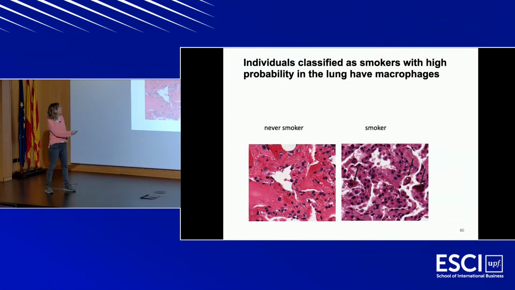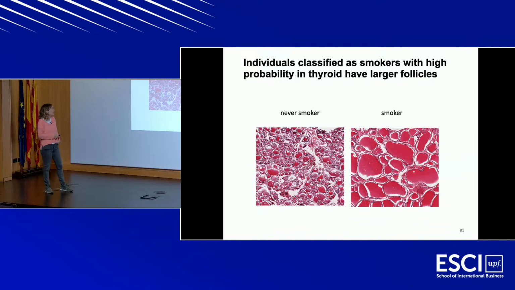And then, of course, we can take the extremes. This is for the lung, and what we can see in the lung visually is that the smoker has macrophages in the lung, and this is how the thyroid of the smokers looks, okay? If we take the probability of being classified as a smoker by these models, and you look at the images, what you see is that the follicles of the thyroid are much larger, okay?